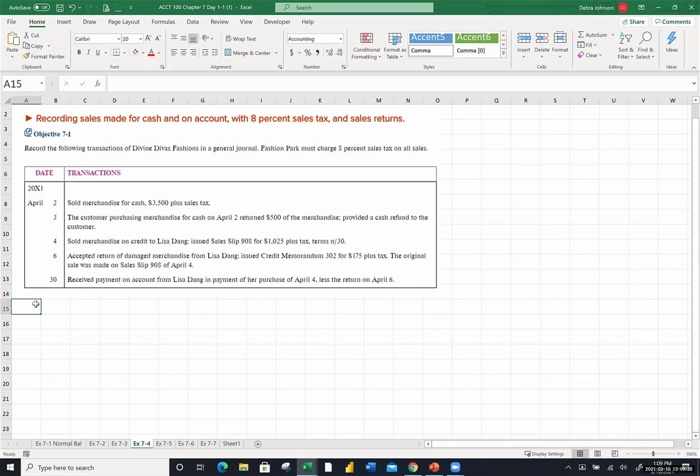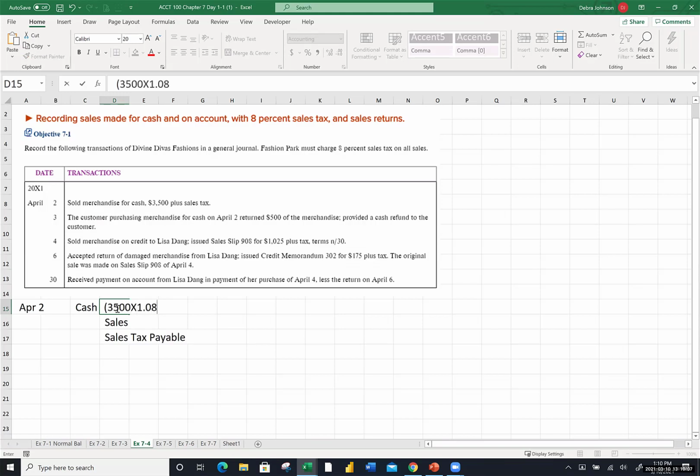So April 2nd, let me date this. And so that Excel doesn't throw me into a formula, I'm going to press the space bar before I type in April. So April 2nd, it says sold merchandise for cash, $3,500 plus sales tax. Okay, so there's going to be 3 accounts. We just went over an example of this. We're going to use cash, we're going to use sales, and we're going to use sales tax payable. So a quick way to get the cash, we did this earlier too, would be to take the amount of the sale and multiply it by 1.08. Okay, why 1.08? 8% sales tax.